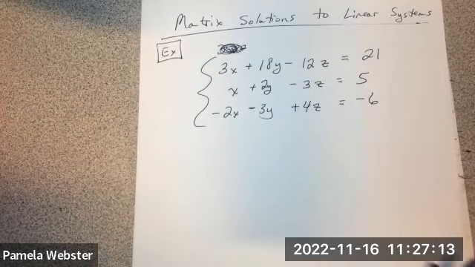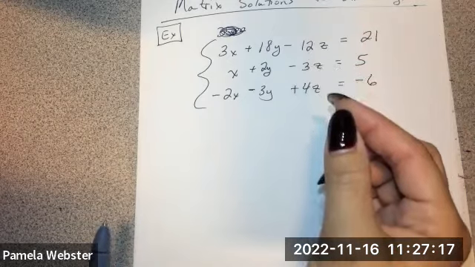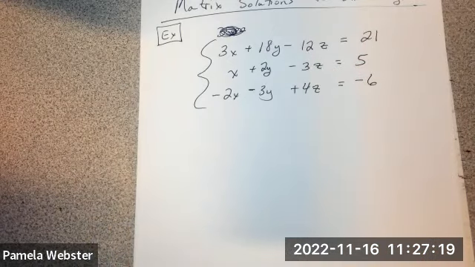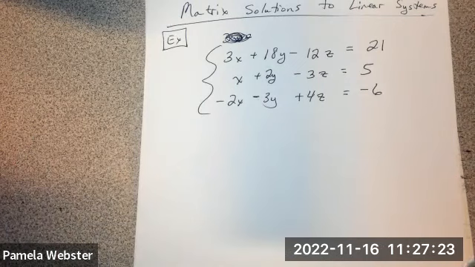I don't want to have to deal with this and try to do things like add these two, see if I can get rid of the z, add those two, see if I can get rid of the z, work with other equations, all that kind of stuff. So instead, I'm going to go straight into a matrix.